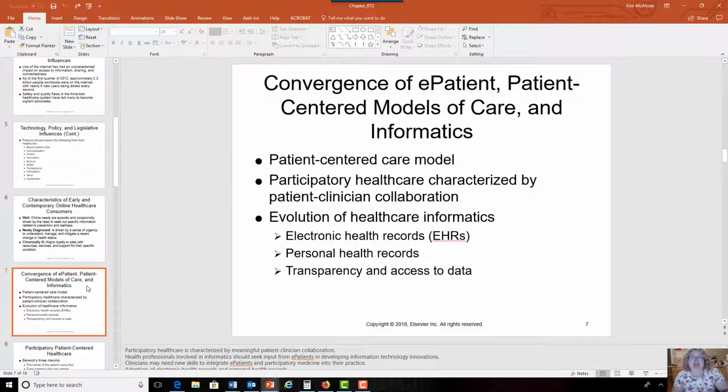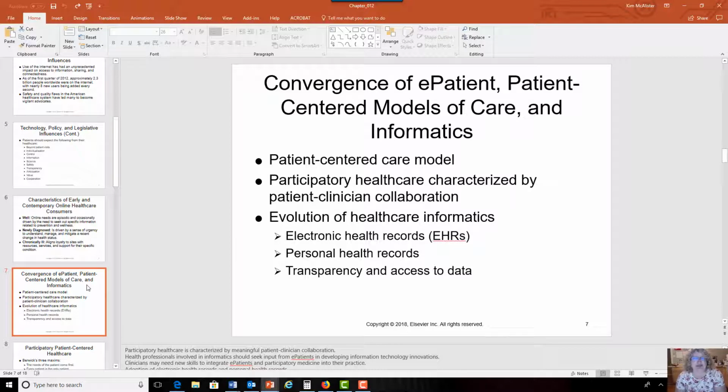So we have this convergence of e-patient, patient-centered models of care and informatics. A patient-centered model shows that the patient is at the very center of healthcare, and the patient is a full partner of the healthcare team. Think about how great that sounds, but then think about how seldom that really happens. Are we really treating our patient like they're part of the healthcare team?